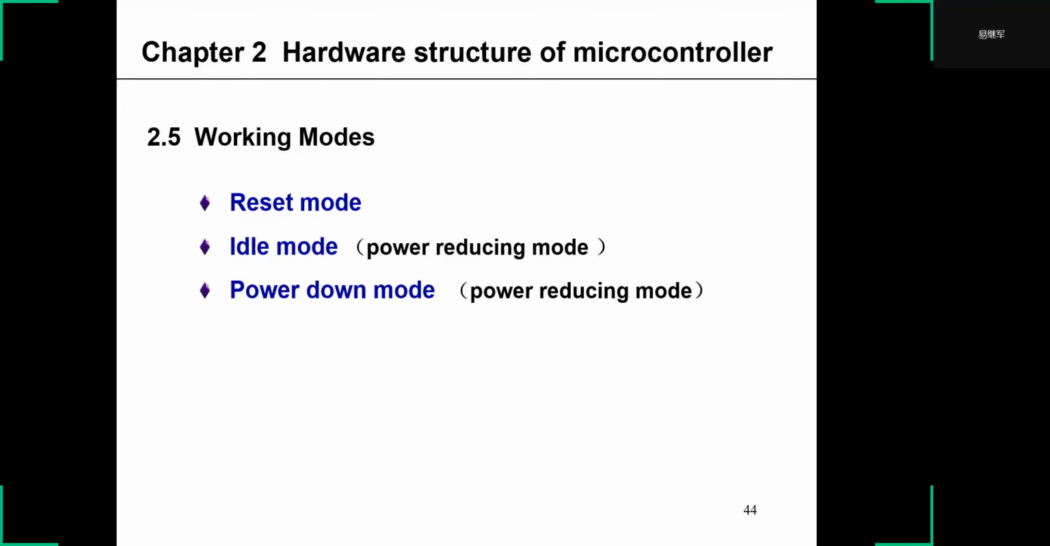Next, introduce the working modes. Reset mode, idle mode, and power down mode. Idle mode, power reducing mode. Power down mode, power reducing mode.